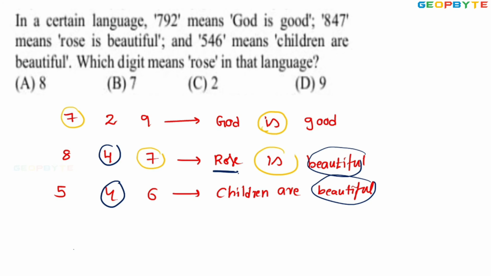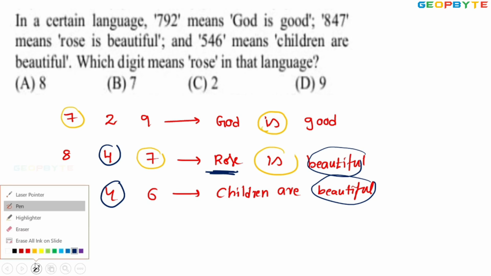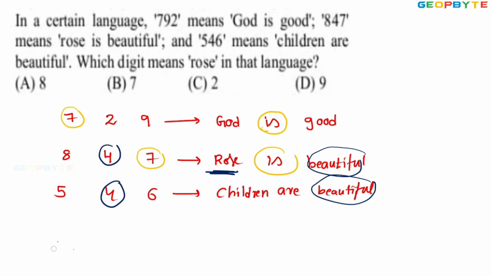So, in the second statement, what is left here? Rose is left. What is left here? Rose is left. So, what is left on the left side? 8. So, rose meaning 8. So option A is satisfied.